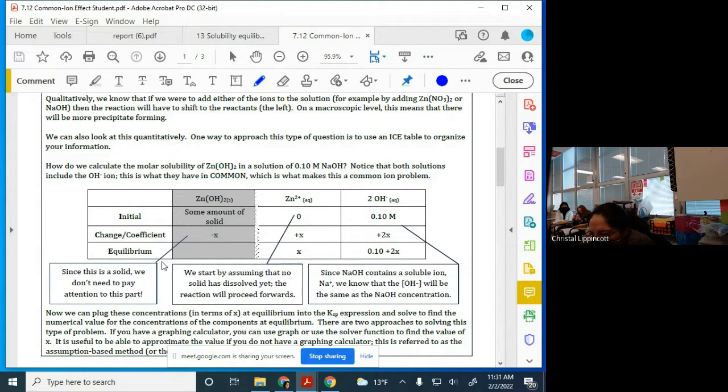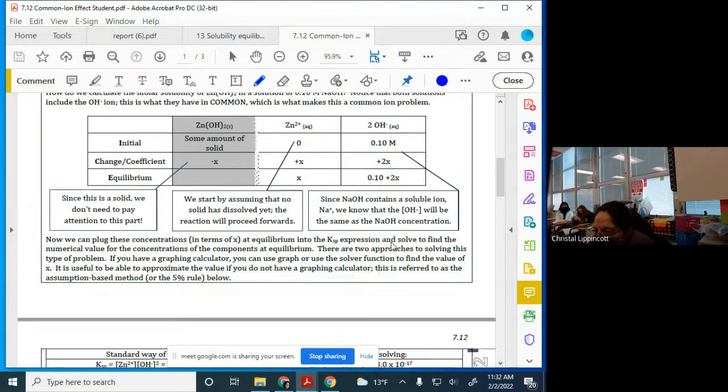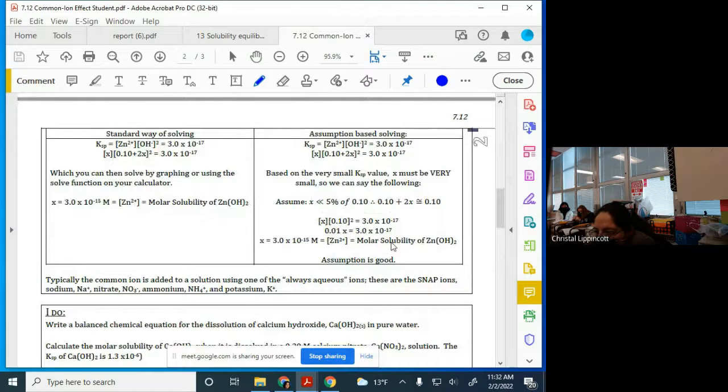So you have to go with your ICE chart again. You have to start out with 0 zinc, but we did have some hydroxide in there. That's where they're getting that value from. Then we know that we're going to form X and 2X. So this is already going to have some material in it. So when we go through and we calculate X, you can use that calculator function if you'd like, that I showed you the other day, that equation solver.